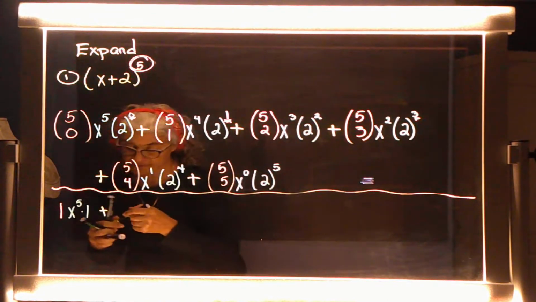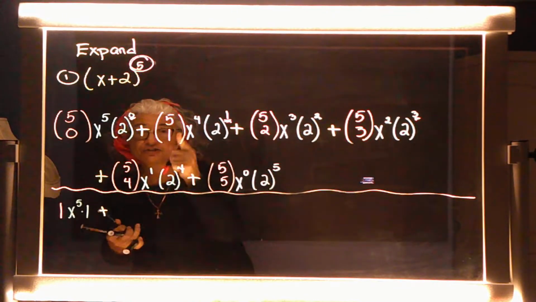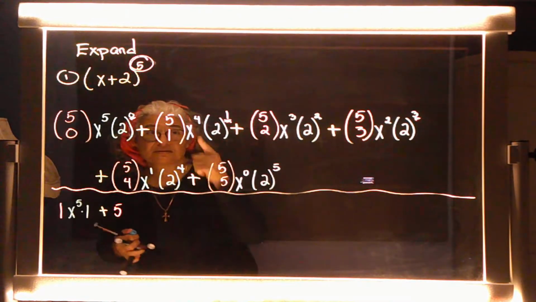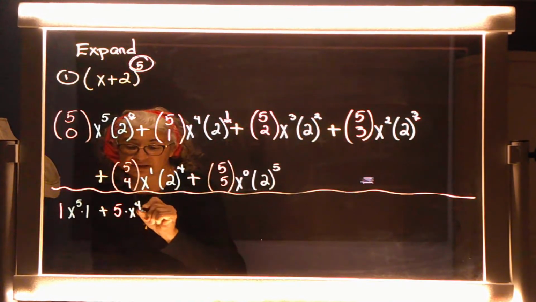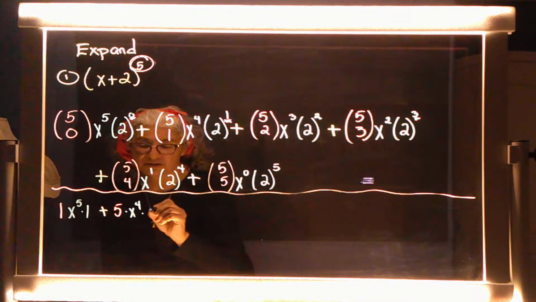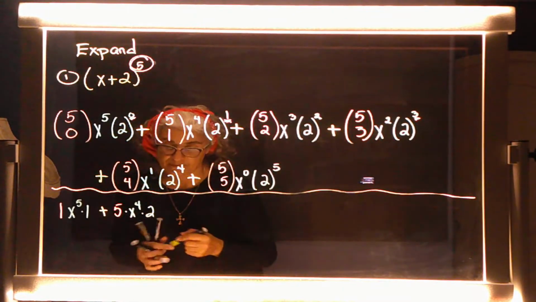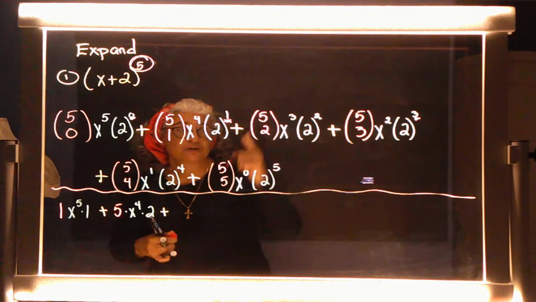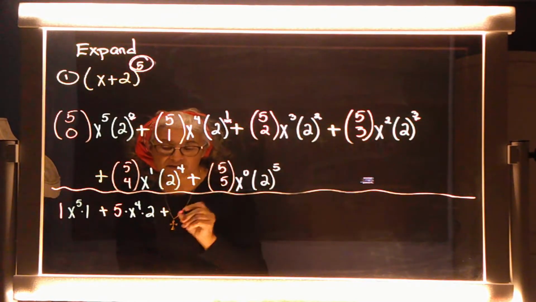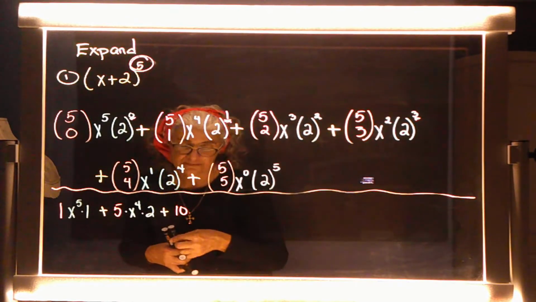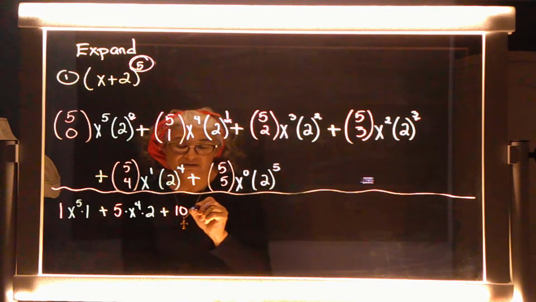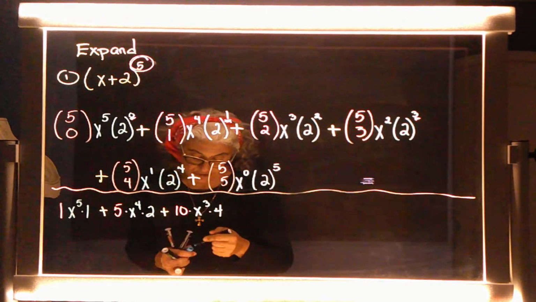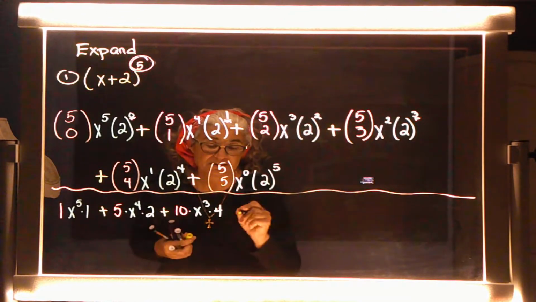The second term. What did we get for 5 choose 1? We got 5 times x to the 4th times, what's 2 to the 1st? Good, 2. Plus our third term. What's 5 choose 2? What do we get? Good, we got 10 times x to the 3rd times 4, because 2 to the power of 2 is 4, right?